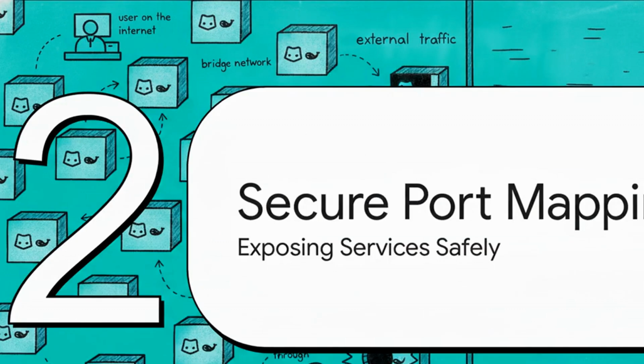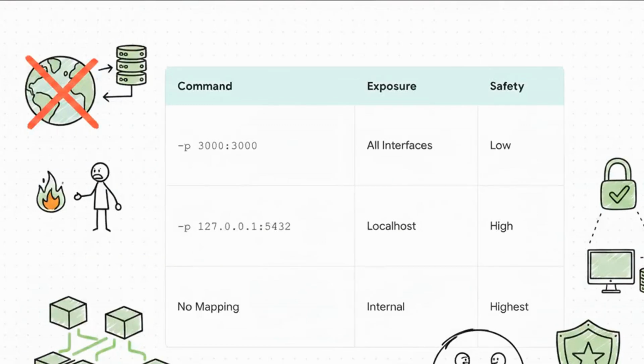Moving right along to Section 2, Secure Service and Port Mapping. Okay, so if a user out there on the internet actually needs to reach your web app, that port is hidden by default. We have to essentially punch a hole through to the host using port mapping. But you have to be super careful about how you do this, because the exposure changes drastically based on the command you use. If you use -p 3000, you are binding to all host interfaces, basically 0.0.0.0. External traffic from absolutely anywhere can reach it.